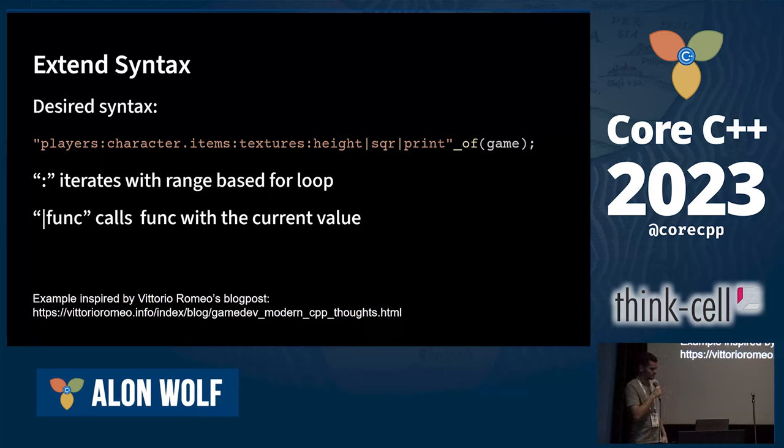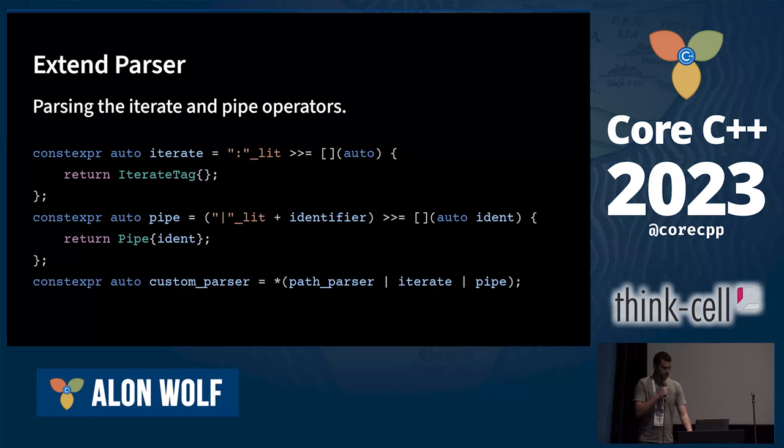Let's extend our syntax a little bit and add two new operators. If we have the colon operator, we will perform a range-based for loop. And if we have the pipe operator followed by a function, we will call this function with the value. So the iterate parser matches the colon literal and returns an empty struct. And the pipe parser matches the pipe operator followed by an identifier and returns a pipe struct that wraps the identifier. Then our custom parser is just a combination of these two parsers and our previous path parser.